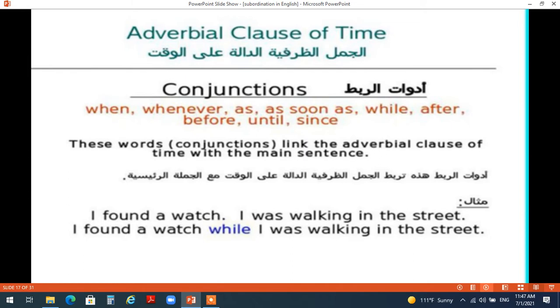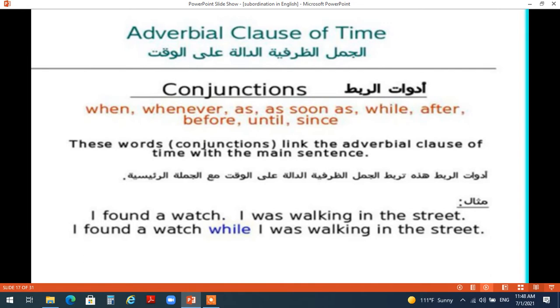The first of these types is adverbial clauses of time. The conjunctions used in this type of adverbial clause include, for example, when, whenever, as soon as, while, after, before, until, since. All of these are used to express a time relationship. So these words or conjunctions link the adverbial clause of time with the main sentence, or the independent clause.